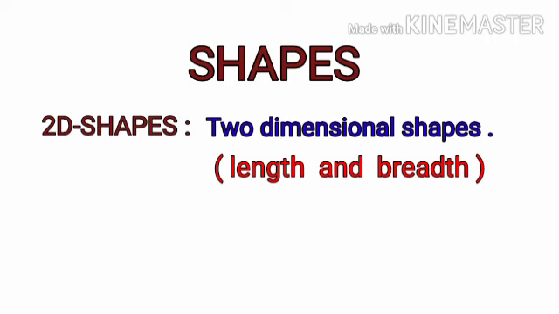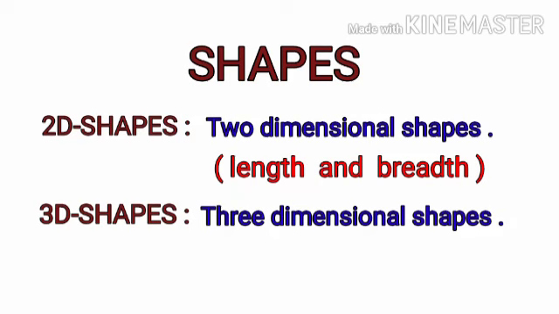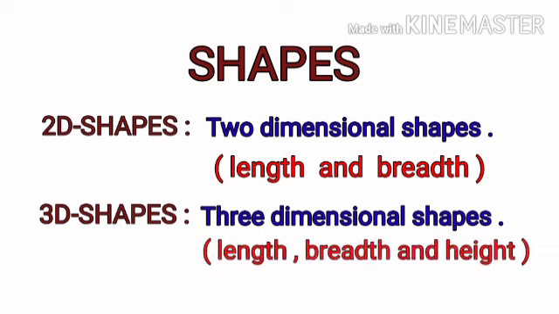The second one is 3D shapes. 3D shapes means three-dimensional shapes. Three-dimensional shapes means these shapes have length, breadth and height also. Understood, children?